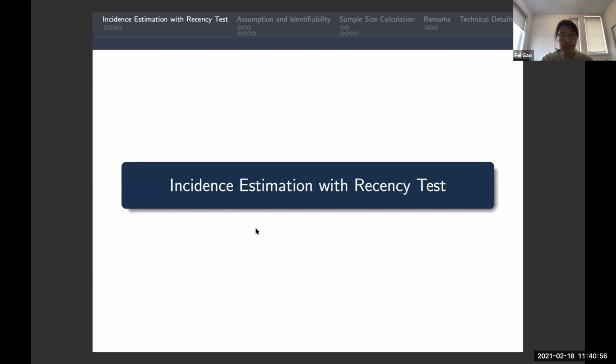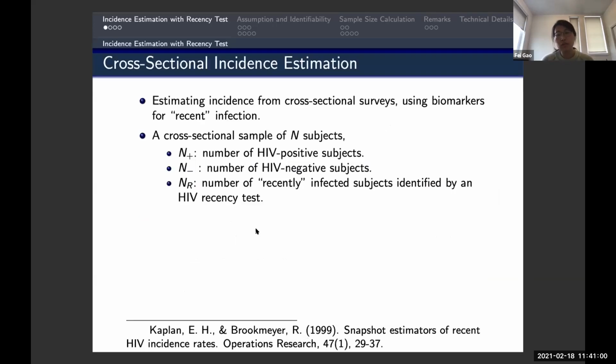So I will start with this incidence estimate. Incidence estimation with a recency test, also called the cross-sectional incidence estimate, has been widely applied in estimating disease incidence from cross-sectional surveys. Namely, we collect all samples at a cross-sectional time, so approximately at the same time. Then for those who are disease positive, we obtain the biomarker values. Since those biomarkers are related to recent infection, this recency test gives us some information on whether the subjects were recently infected or not.